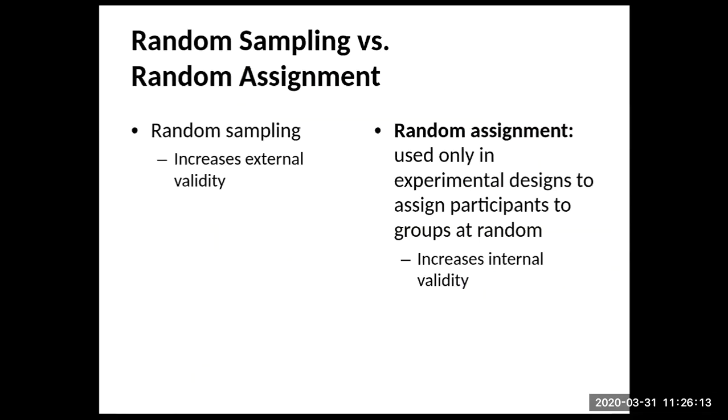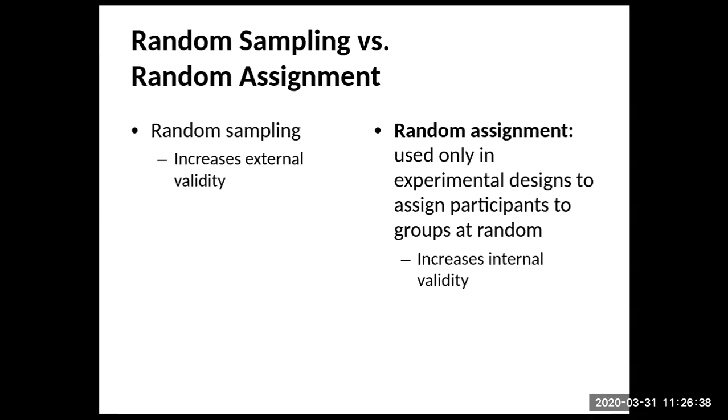So when we look at random sampling, which is what we just talked about, versus random assignment, which is something we'll talk about in chapter 10, I just wanted to make sure that people understand the difference between them and that they don't confuse them. In random sampling, we're trying to increase external validity. We're trying to increase generalization to the population of interest.